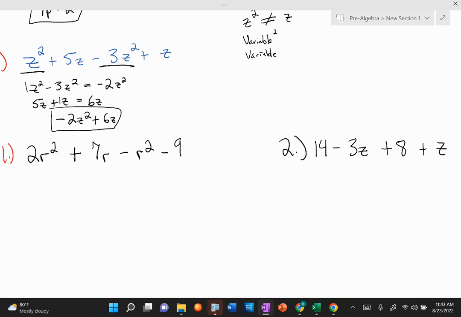How many R squared? I don't know. There's 2 in front on this one.